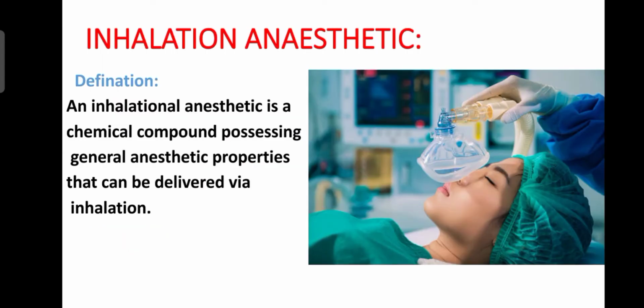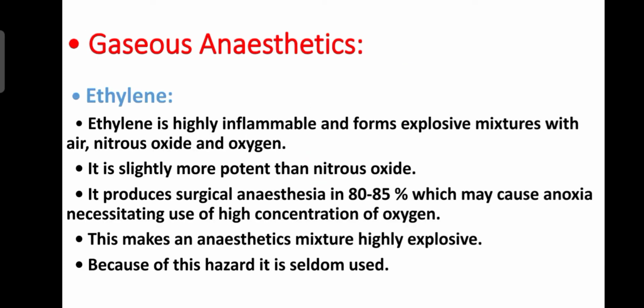What is inhalation anesthetic? An inhalational anesthetic is a chemical compound possessing general anesthetic properties that can be delivered via inhalation. The first type of inhalation anesthetic is gaseous anesthetic, that is ethylene. Ethylene is highly inflammable and forms explosive mixtures with air, nitrous oxide, and oxygen. It is slightly more potent than nitrous oxide. It produces surgical anesthesia in 80 to 85%, which may cause anoxia, necessitating use of high concentration of oxygen. This makes an anesthetic mixture highly explosive.